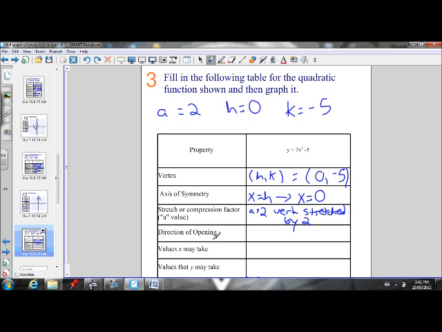Okay. Direction of opening: because A is a positive value, it opens up. Therefore, we know that the y value is going to have a minimum. When it opens up, the parabola has a minimum value. X can be any real number. Values that y may take: because the parabola opens up, it has a minimum value. That minimum value is y equals -5. So this parabola will never go below -5. It can be any value above -5, so y will always be greater than or equal to -5.